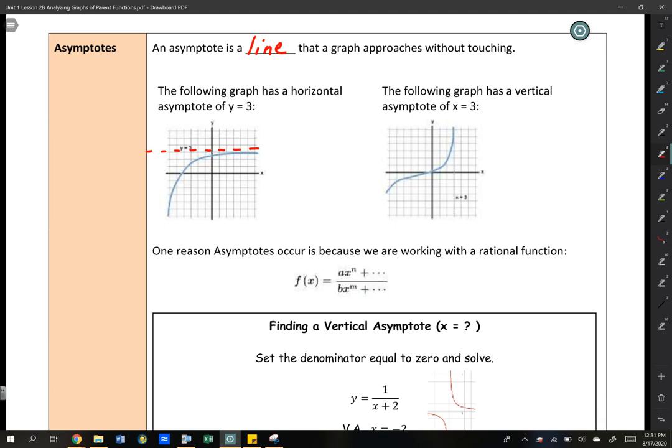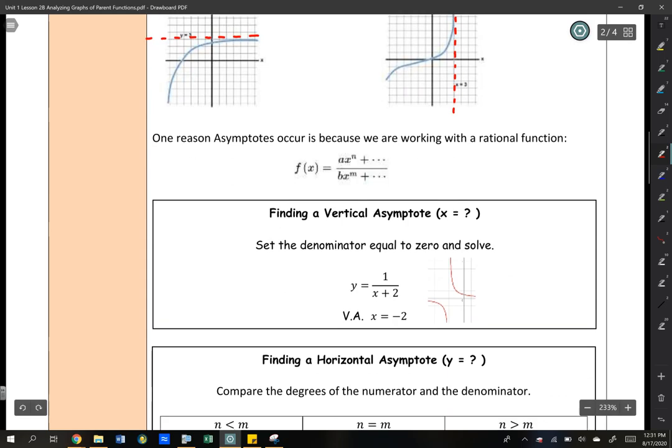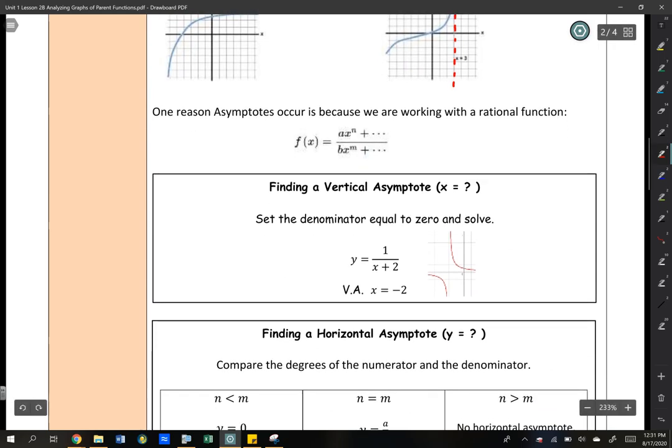The second graph on the page here has a vertical asymptote at x equals 3. Okay, vertical asymptotes are always x equals. Horizontal asymptotes are always y equals. One reason asymptotes occur is because we are working with a rational function. So we have a fraction with polynomials in the numerator and the denominator.